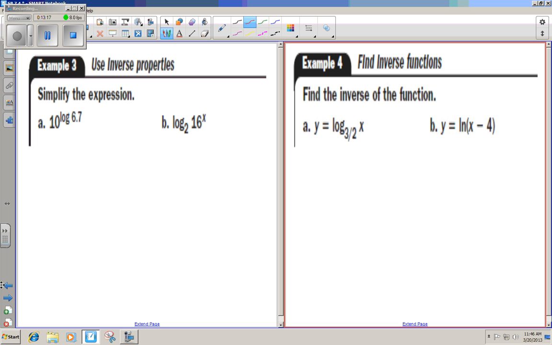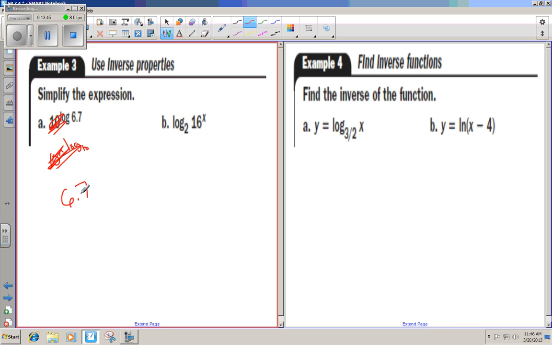All right, using inverse properties. This is how I gave you the definition of logarithms. Inverse property. Look here. This is a base of 10 with a log base 10. So for part A, all you're looking at is the fact that 10 to the power of log base 10 undoes each other. They cancel out. So A is just 6.7.